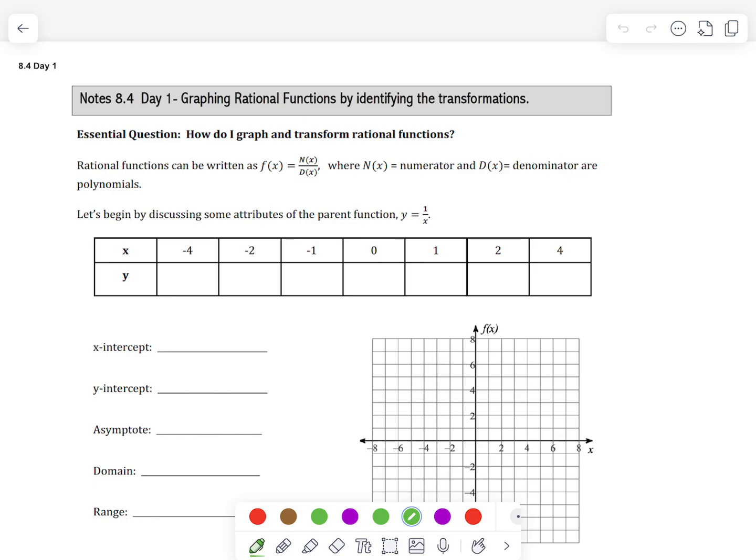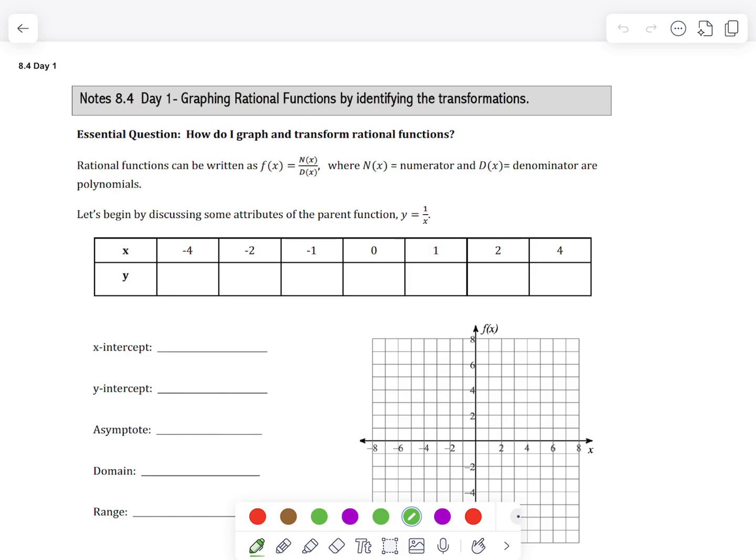All right, this is on graphing rational functions by identifying the transformations. So how do we graph and transform a rational function? A rational function can be written as f of x equals n of x, which is the numerator, over d of x, which is the denominator, and both of them are polynomials.